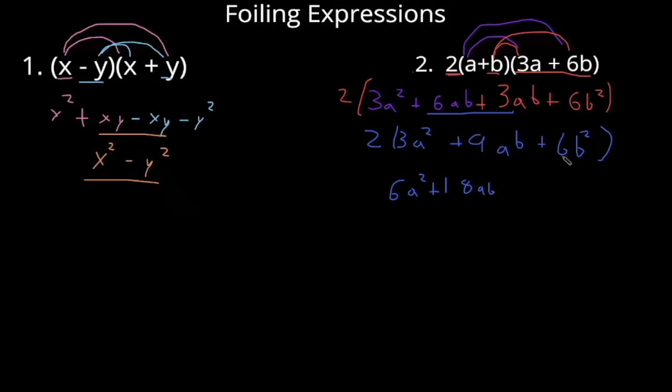And then finally, 2 times 6b squared. 2 times 6 is equal to 12. So you would get 12b squared. And that would be your expression. It can't be simplified any further because this is 6a squared and that's 12b squared. So those don't work together because a and b are different variables here. So that will be your answer: 6a squared plus 18ab plus 12b squared. So that was foiling expressions for you.